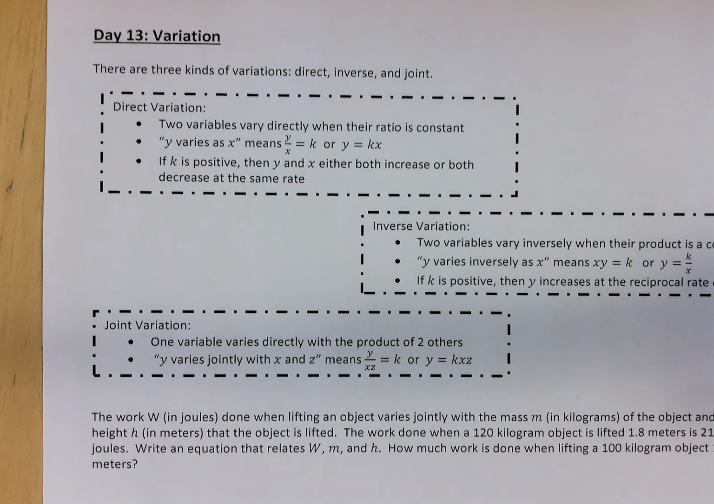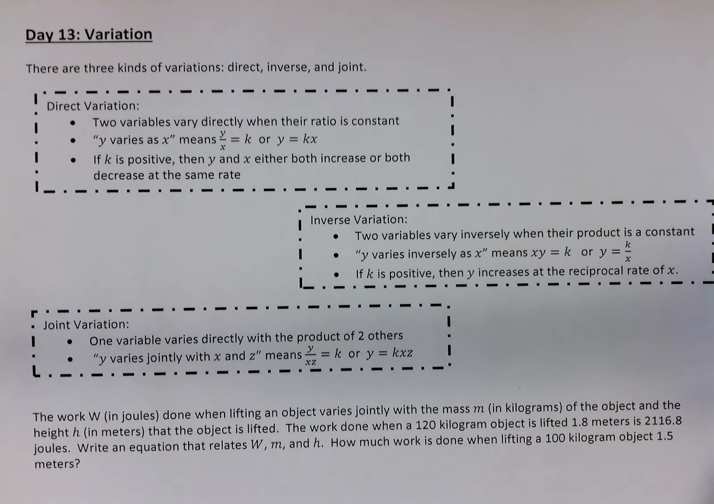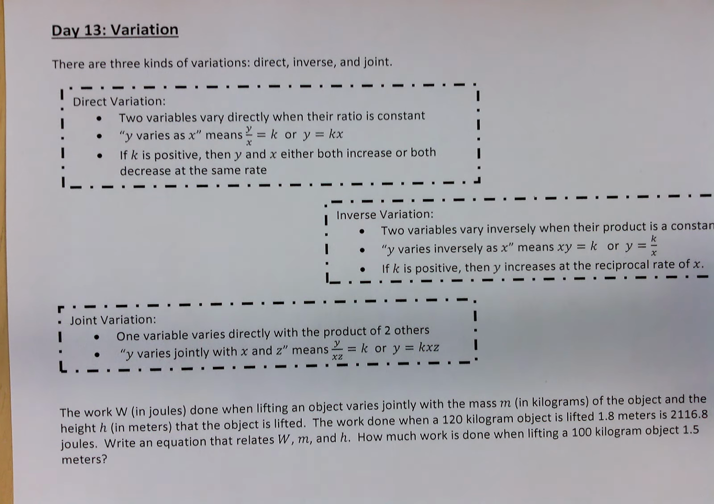Today we are talking about variation. There are a few different kinds of variation. We have direct, inverse, and joint variation. The math here isn't terribly complicated. It's just knowing which one is which, and then being able to use them shouldn't be too big of a deal.